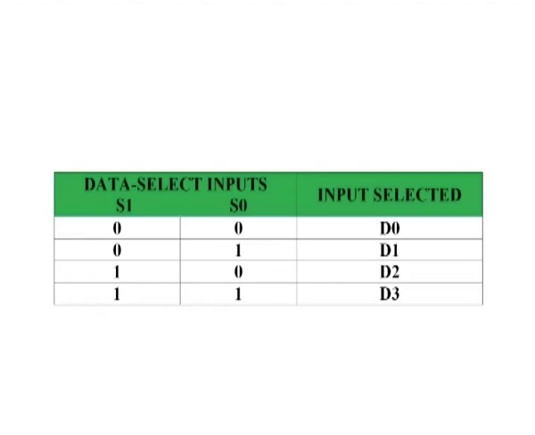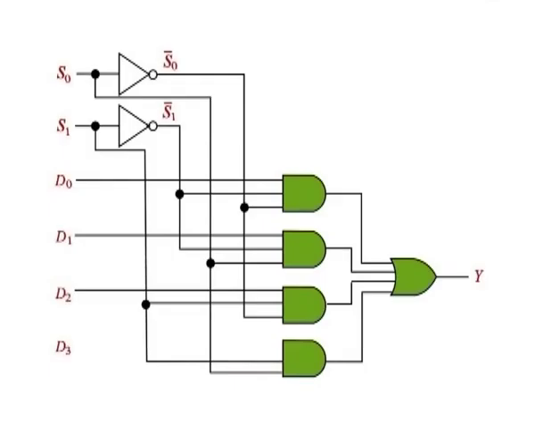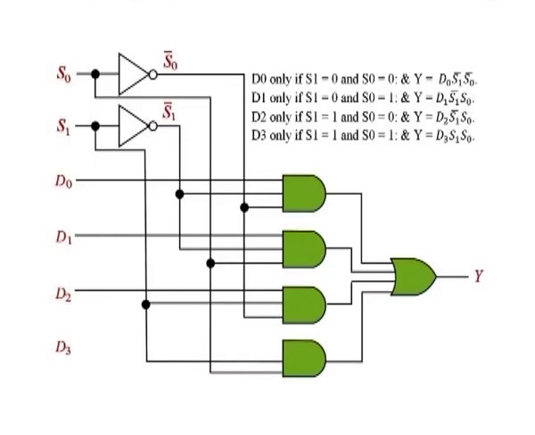The logic circuitry required to perform this multiplexing operation is as shown here. The data output is equal to the state of the selected data input. You can therefore derive a logic expression for the output in terms of the data input and the select inputs. The data output is equal to D0 only if S1 is equal to 0 and S0 is equal to 0 and Y becomes D0 S1 bar S0 bar.